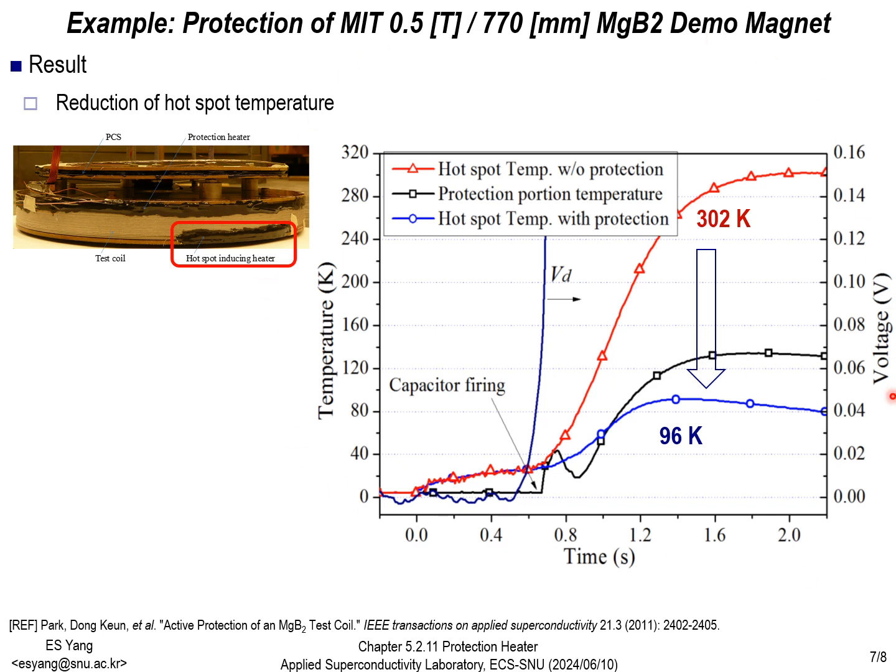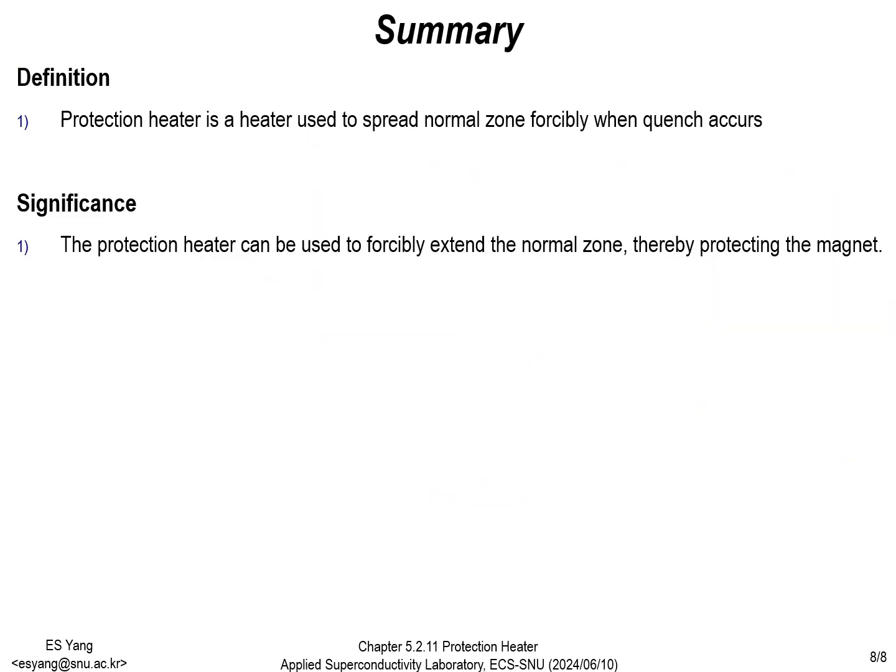In summary, a protection heater refers to a heater in a superconducting magnet that spreads the normal zone when a quench occurs. By spreading the normal zone, the protection heater can protect the superconducting magnet from rapid temperature increases. That concludes the presentation on protection heater.